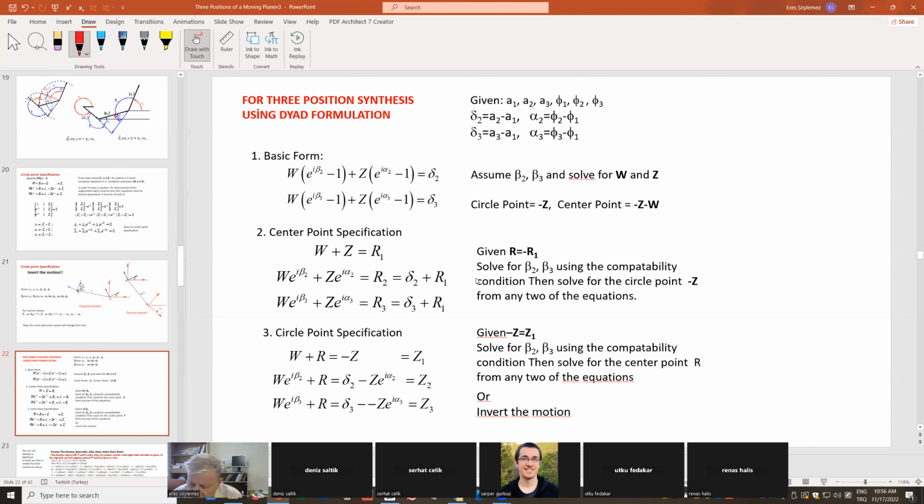Circle point specification: given minus Z, solve for beta 2, beta 3 using the compatibility condition. Then solve for the center point R from any two of the equations. Or invert the motion and solve problem 2, given R. When you invert the motion, minus Z will be R. Okay, that's it.